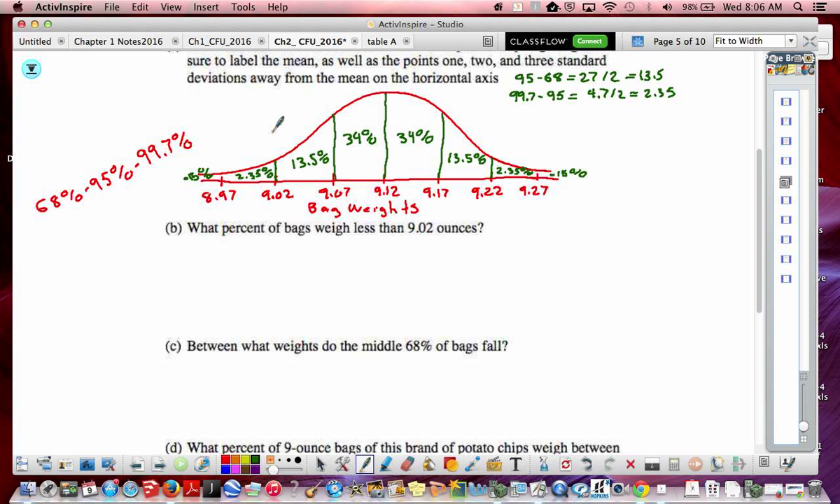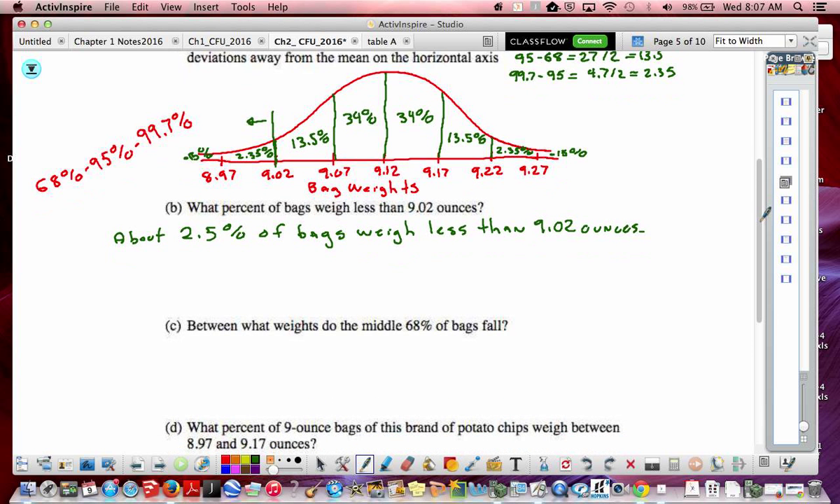So it says, what percent of the bags weigh less than 9.02 ounces? So I can just look right here on the curve. I want everything going in this direction. So about 2.5% of bags weigh less than 9.02 ounces.